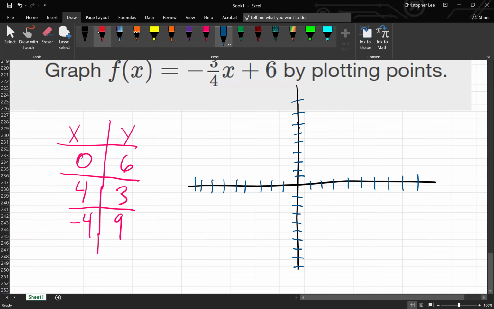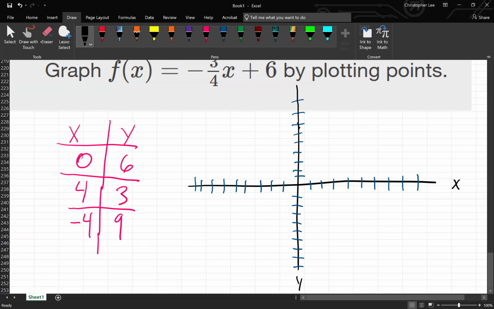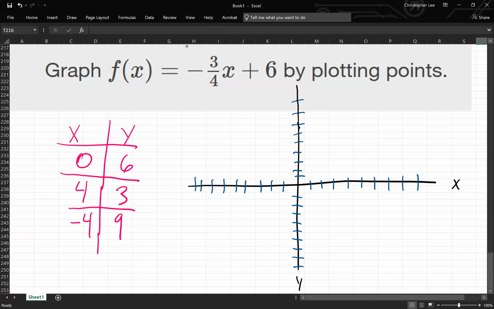All right, and then x-intercept, y-intercept, do that. Okay, I have 0, 6, so I go to where 0 is, go up to 6. 1, 2, 3, 4, 5, 6. Then I have 4, 3. I go across the 3. 1, 2, 3, 4. Go up to 3. 1, 2, 3. And then I have -4. 1, 2, 3, 4. And then 9. So 1, 2, 3, 4, 5, 6, 7, 8, 9. Okay.